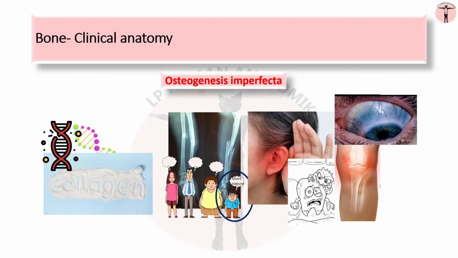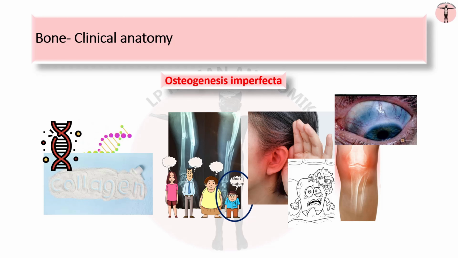There is no cure for osteogenesis imperfecta, but treatment can help manage symptoms and prevent complications. This may include medication to increase bone density, physical therapy to improve strength and mobility, and surgery to correct skeletal abnormalities. Individuals with osteogenesis imperfecta may also benefit from specialized equipment such as braces or wheelchairs to help them move safely and comfortably.